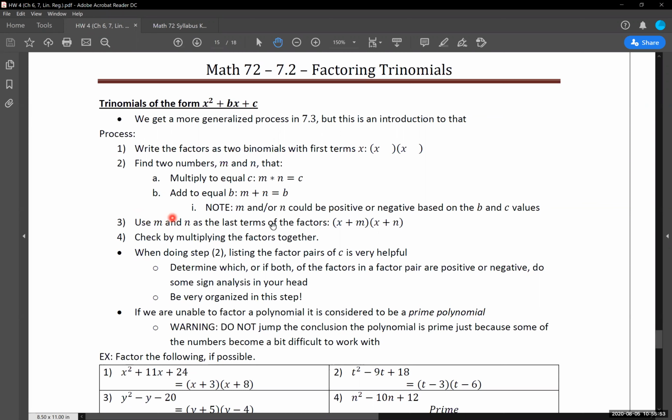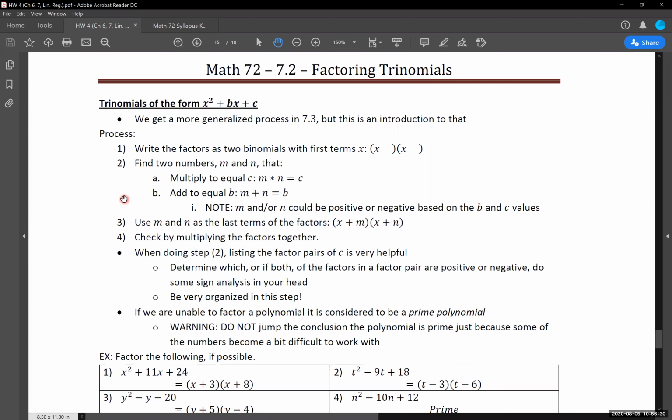And thankfully I have a couple tricks I think that will help out with going through this. You're welcome to use them. You're welcome to find your own. I just want to give you guys a lot of options at your disposal to go through and solve these things. It should also be noted that m and or n could be positive or negative based on the b and c values. It's going to introduce something that's called sign analysis when we go through and do this step in our process. But thankfully, there's a fairly, I think, mechanical process to go through and find these values, which we'll go through with a couple examples.